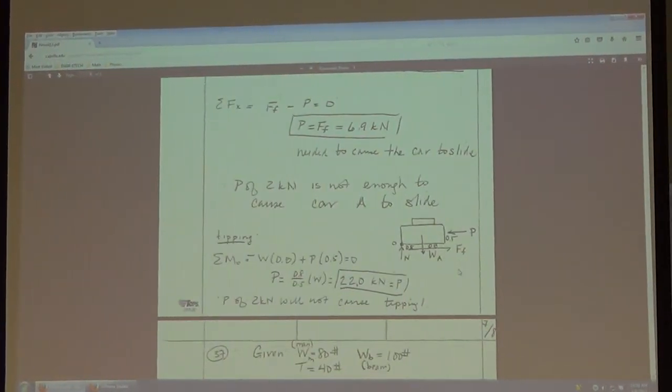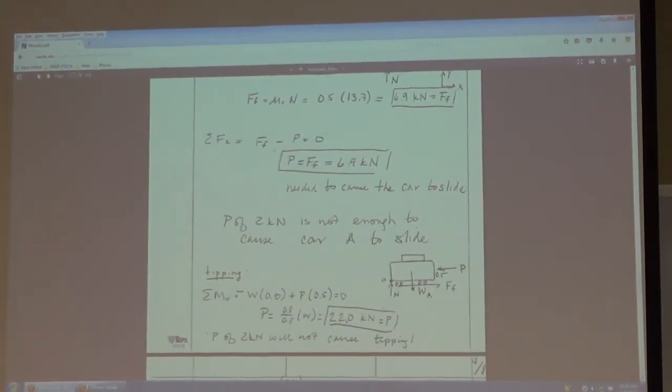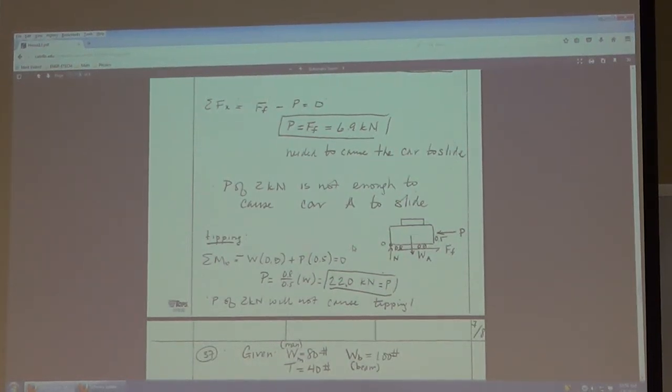Oh, and then we did it with tipping too. So P of 6.9 kilonewtons is found by doing equilibrium equations to cause this car to slide. But tipping, it would have caused a load of 22. And why is that? It's because the cars are low. If they were both Jeeps, maybe there would have been a tip. If it would have been a greater height, you would have had more of a moment created, right? But it would have had to have been both cars. If A was a Jeep, car B might have just went underneath. But if both of them were high up and hitting it, it's quite possible it would have tipped because it had a higher moment.